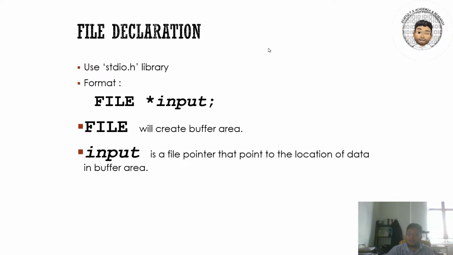For file declaration, we use the same library as printf and scanf, which is the stdio.h library. After you declare the library, there must be a declaration of the file, what kind of file you are reading and what the file name is, so that there will not be an error later on because there are no files inside your memory. FILE here will create a buffer area inside your memory. Input is a file pointer that points to the location of data in the buffer area.